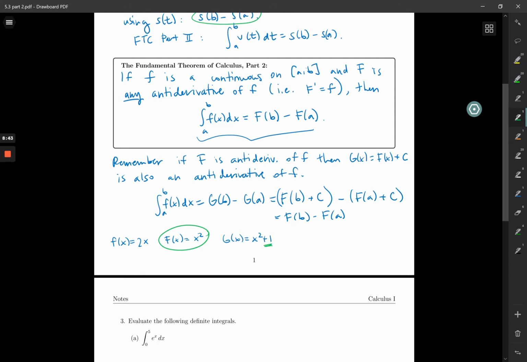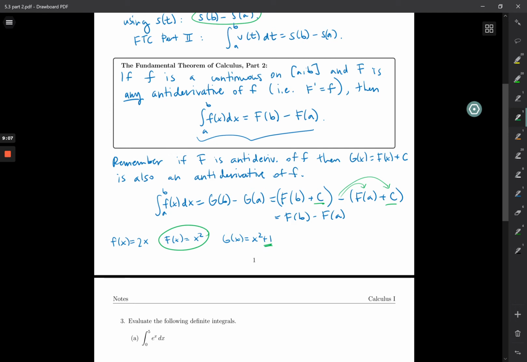what always happens when you do this computation is the constants will cancel. So we had a plus c and a plus c, they end up canceling because we distribute this negative, right? So we get minus f of a minus c, the constants cancel, and so in practice we always use the simplest antiderivative, which is just not going to have plus any constant at all.